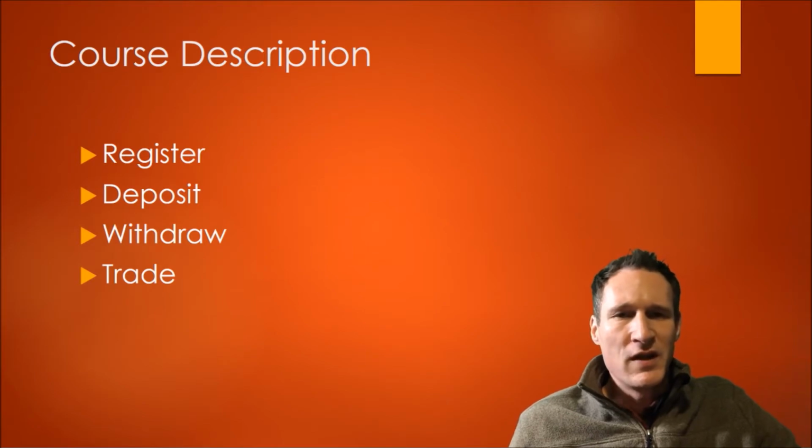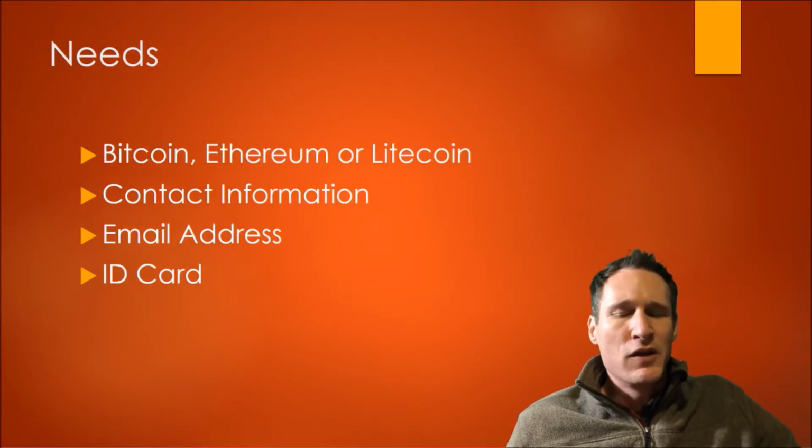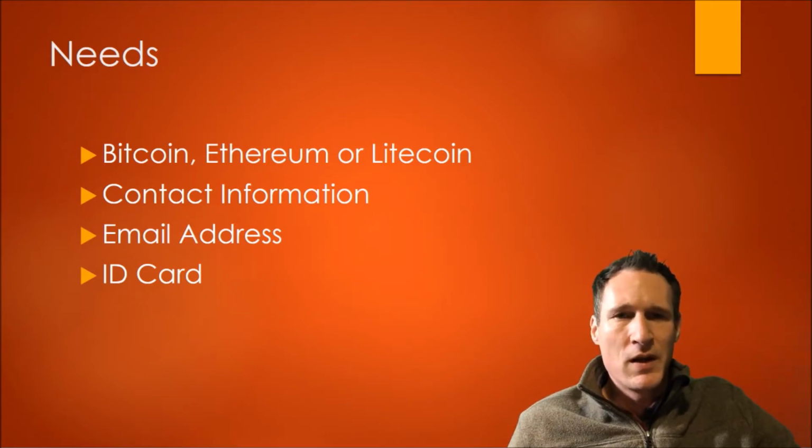There are some things you're going to need to make this happen. You're going to need Bitcoin, Ethereum, Litecoin, some sort of coin. If you don't have that already, I'm going to help you out and tell you the best places to get those. You're going to need to have your contact information handy. You're going to need an email address ready, and then also you're probably going to need your identification card if you choose to purchase in some of the ways that I tell you.